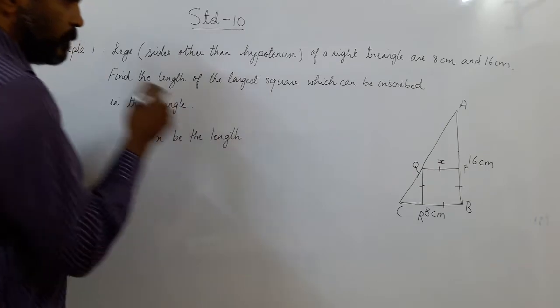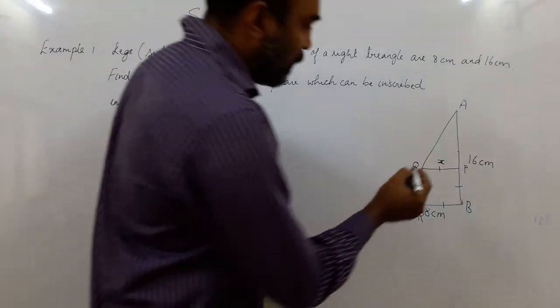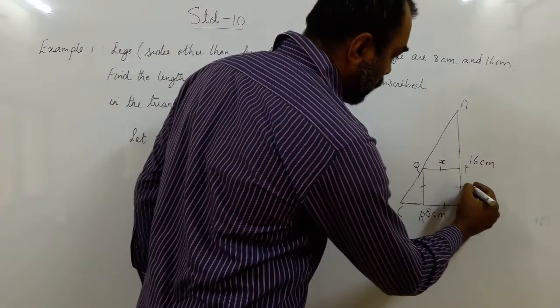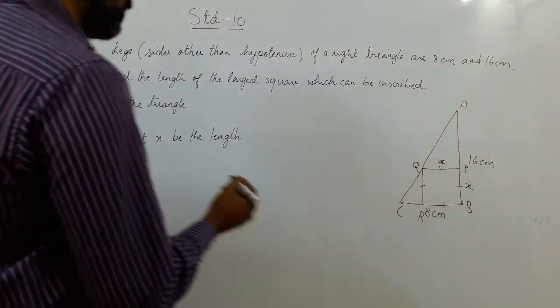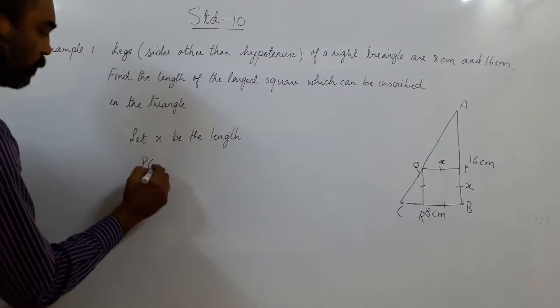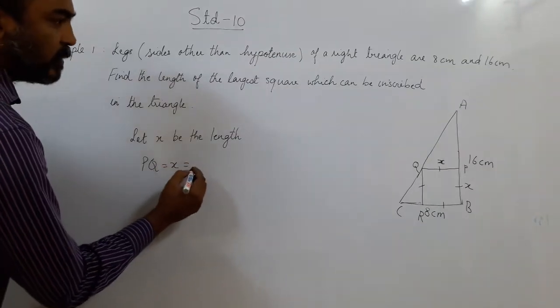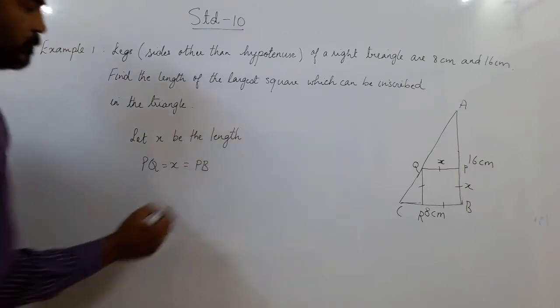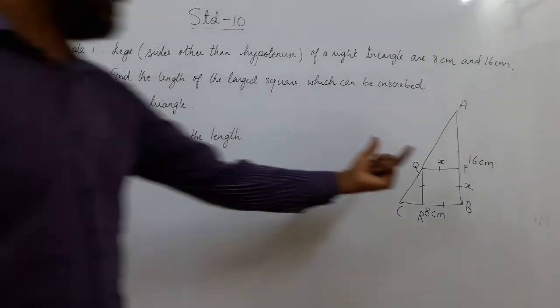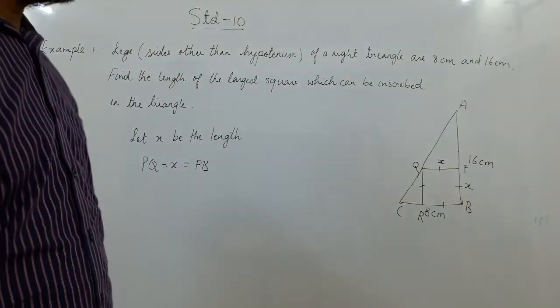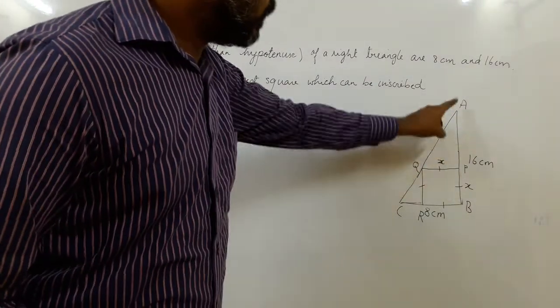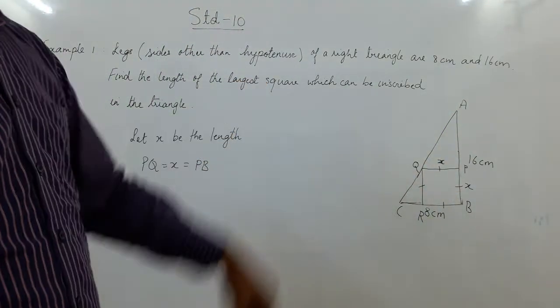Let X be the length. Now, if this is the square with side X, then PB is also equal to X because they are sides of a square. We have taken PQ equal to X, and that is also equal to PB. The whole side AB is 16. It was given the side is 16.